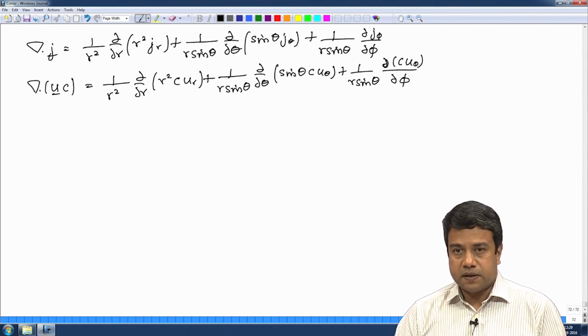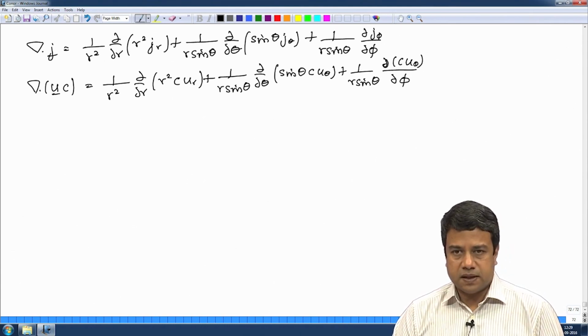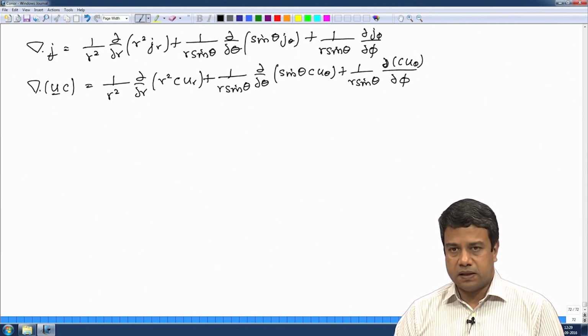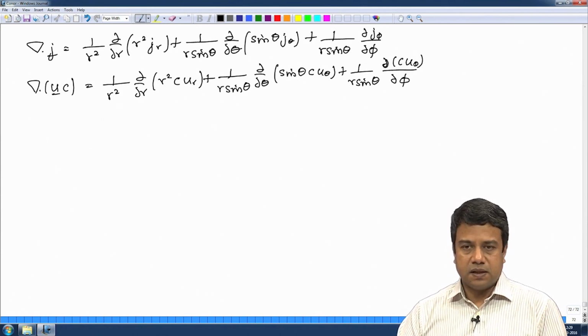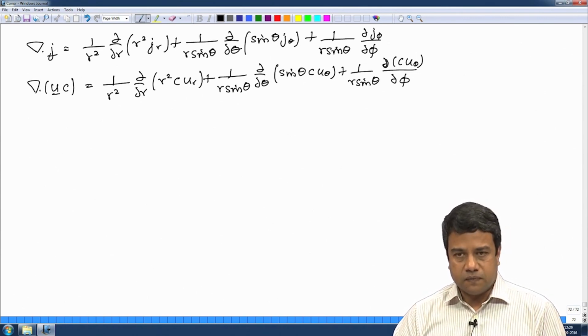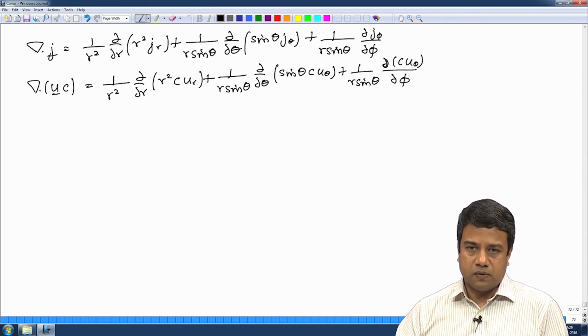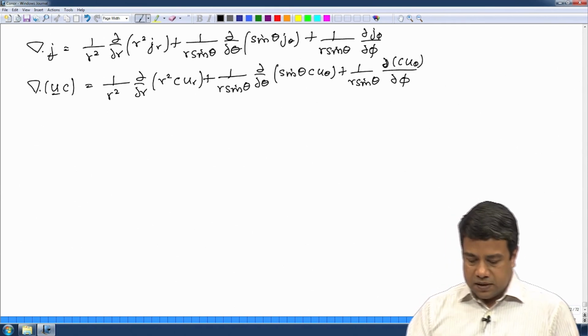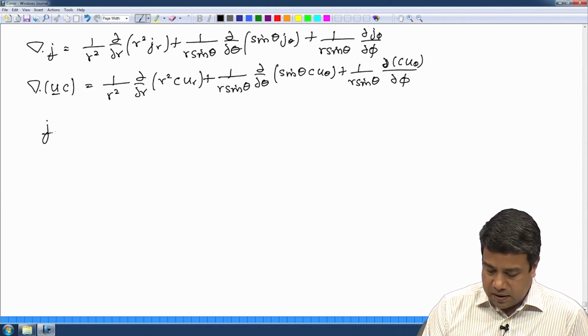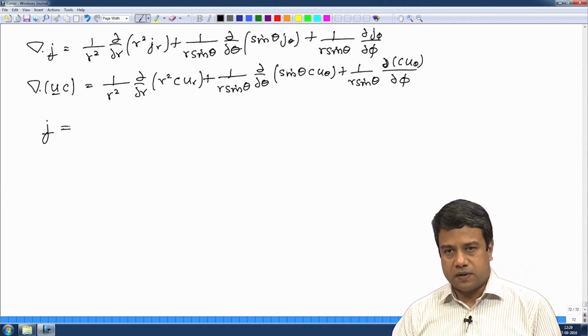Note that, as expected, this divergence operator has dimensions of 1 over length. Each term in this divergence operator has dimensions of 1 over length because it is a divergence, it is one derivative with respect to spatial position. Now, this flux can be written once again in a spherical coordinate system.